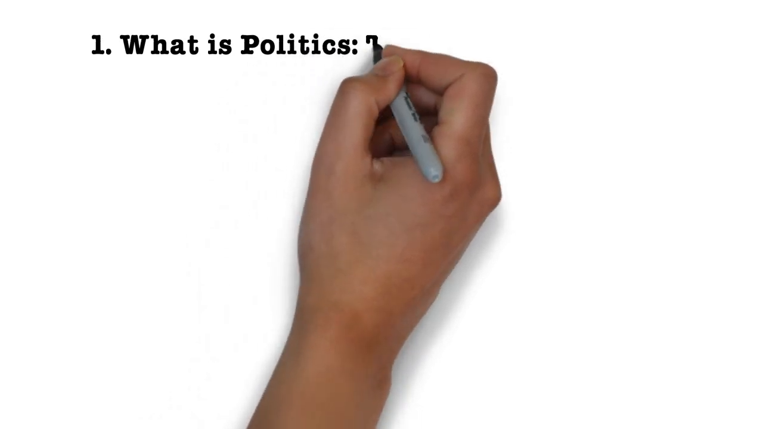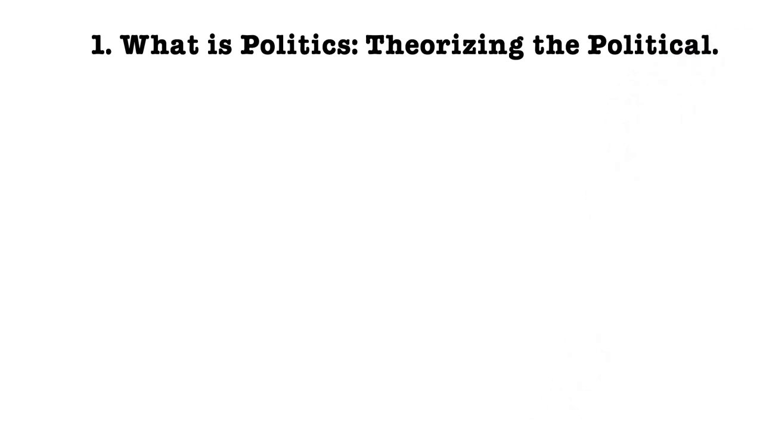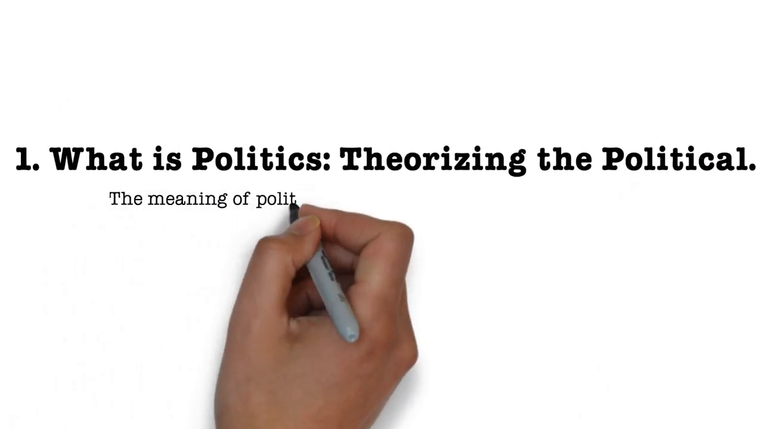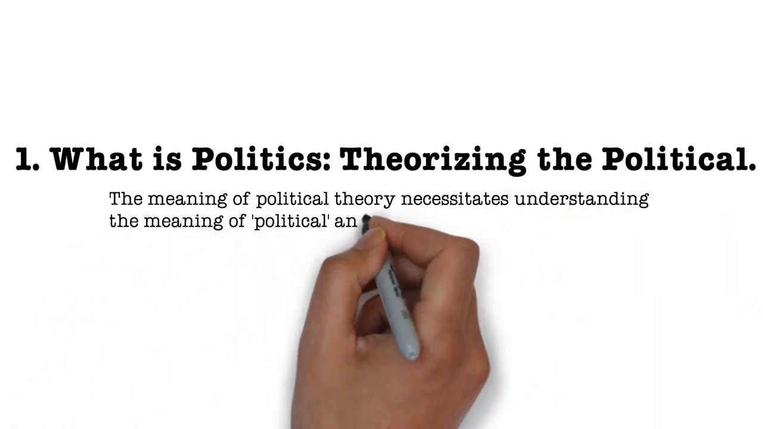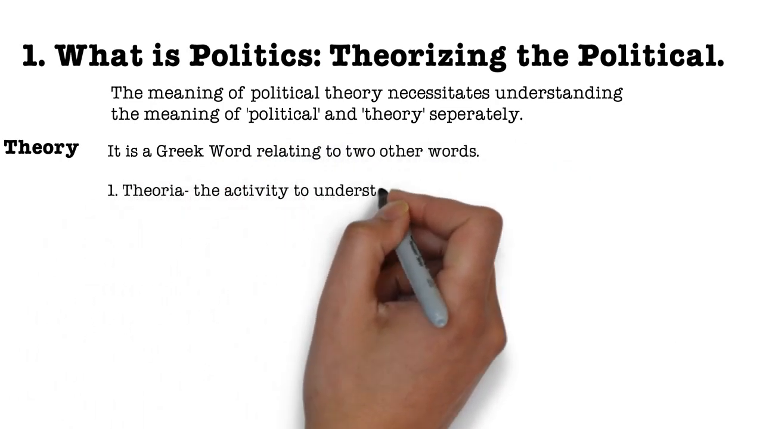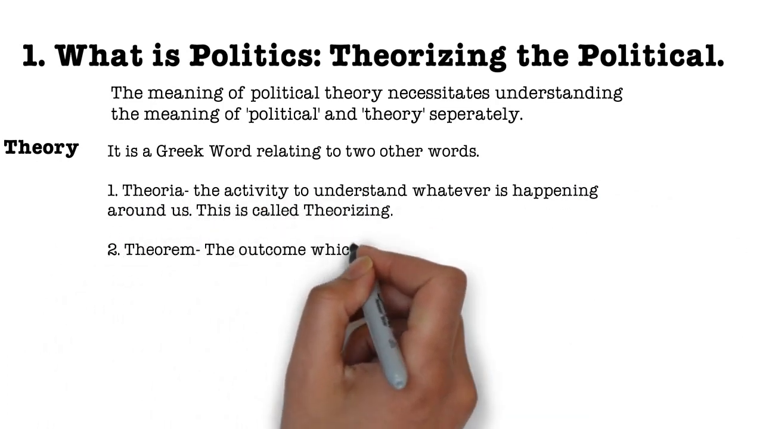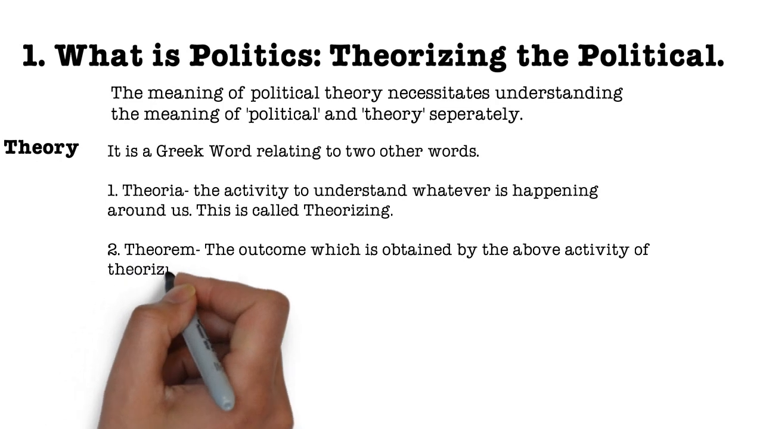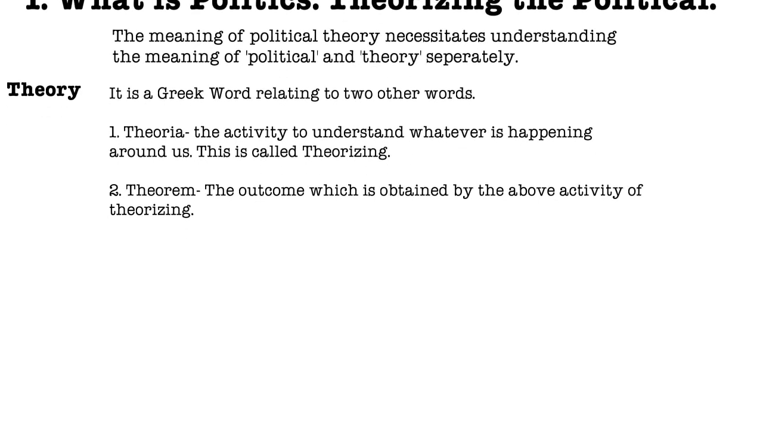Let us begin with the first section. What is politics? Theorizing the political. To understand the meaning of political theory, one has to first understand the meaning of both political and theory separately. Theory. This is a Greek word relating to two other words. First word is theoria, meaning the activity to understand whatever is happening around us. Second word is theorem, which is the outcome obtained by the above activity of theorizing.